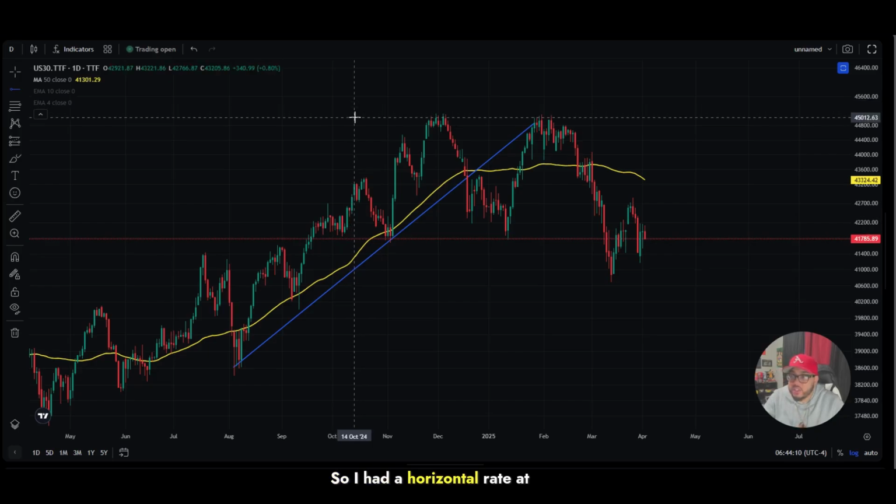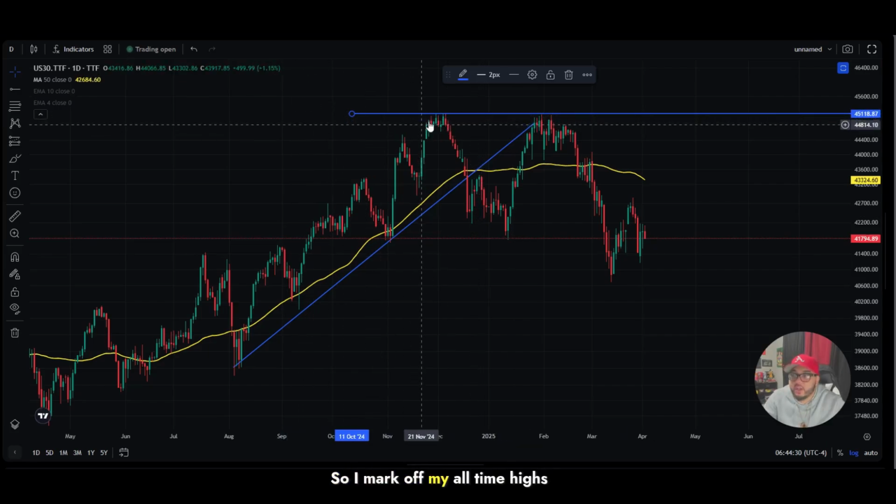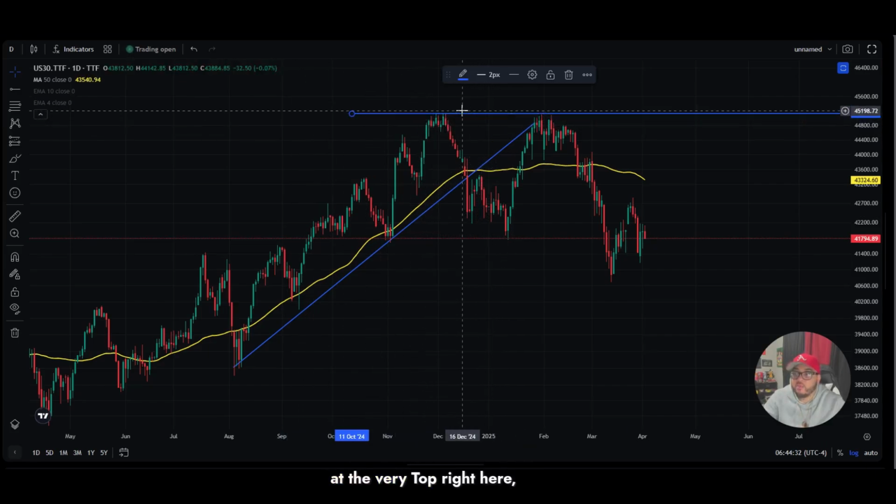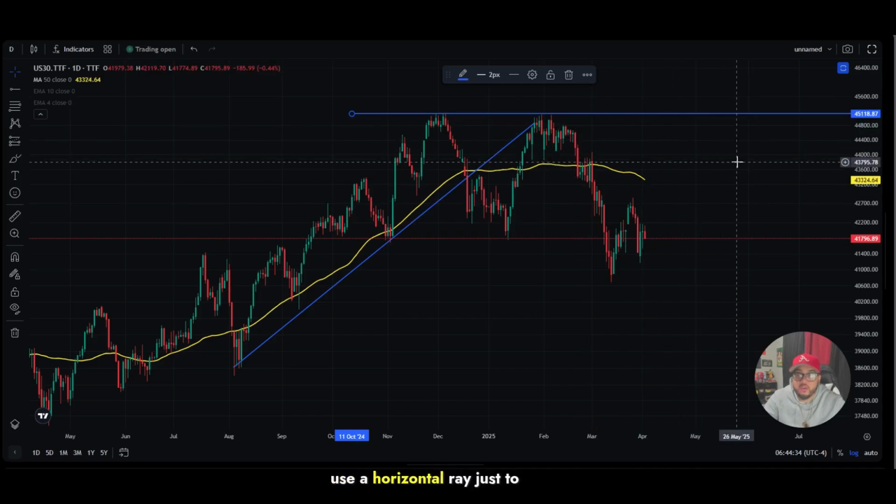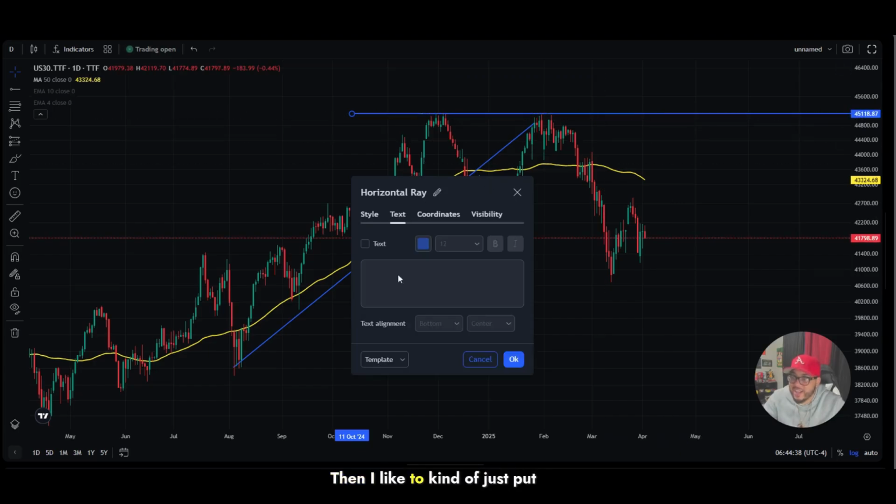So I had a horizontal ray at the all-time highs, right? So I mark off my all-time highs at the very top right here, which you can see. I use a horizontal ray just to let me know that, hey, this is the all-time high. Then I like to put a little text behind it so I know what that line is for once I move into lower time frames, right? So pretty much just all-time high. Very, very simple. I like to keep it to the right of the chart, top or bottom, doesn't really matter.